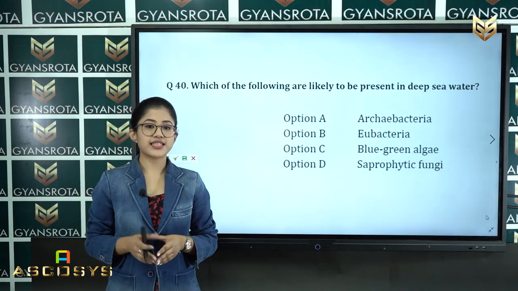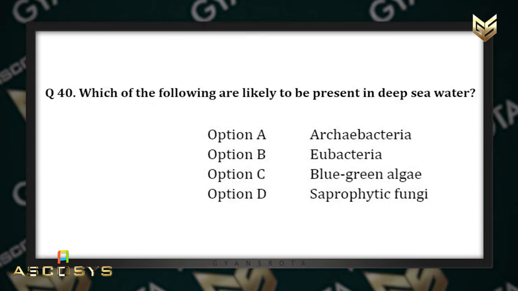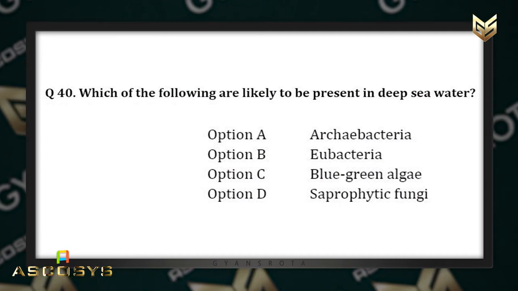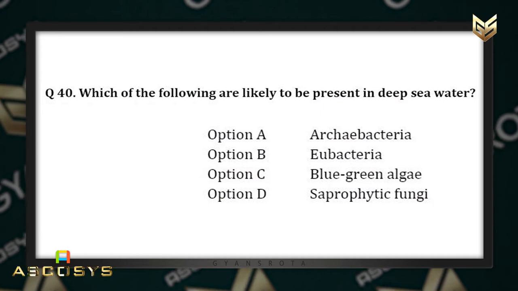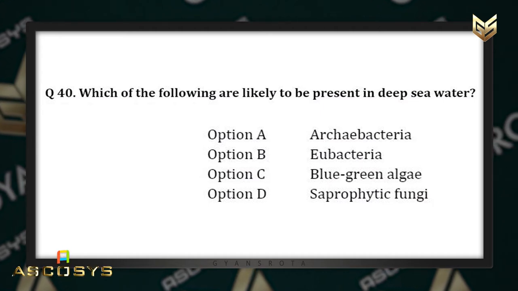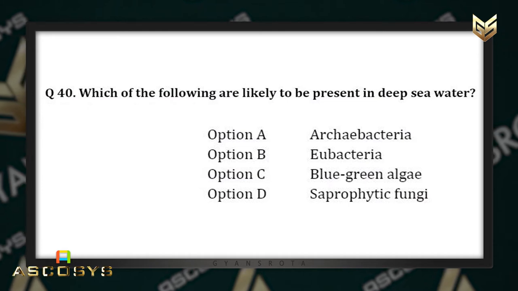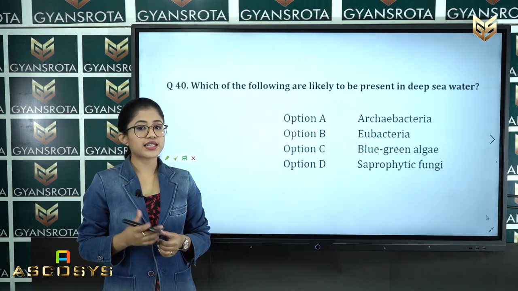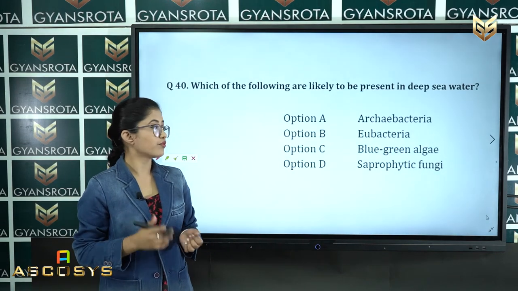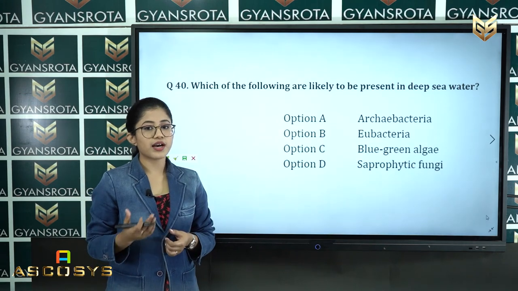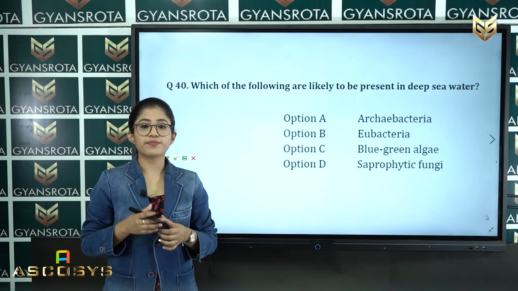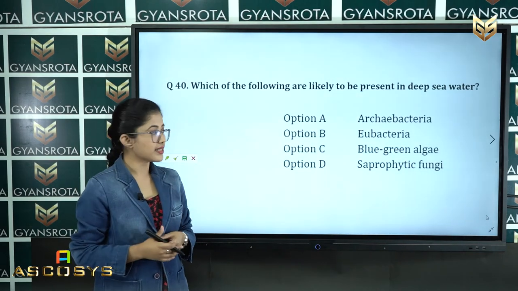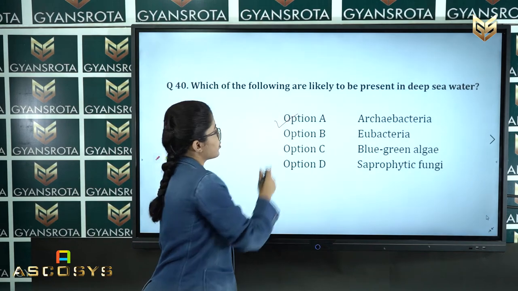In this question, you can see which of the following are likely to be present in deep sea water? Option A, archaebacteria. Option B, eubacteria. Option C, blue-green algae. Option D, saprophytic fungi. Student, this is from the chapter biological classification. So what is the correct answer? In that chapter, we have got all these examples, right? So we have to select the one which is likely to be present in deep sea water. So what is the answer? The answer is archaebacteria, which is option A.